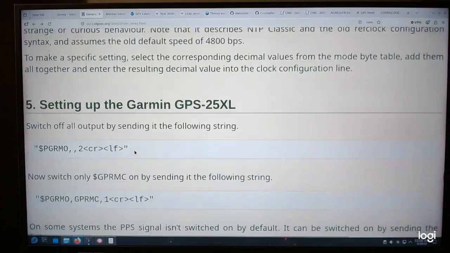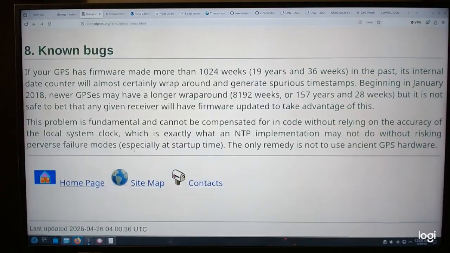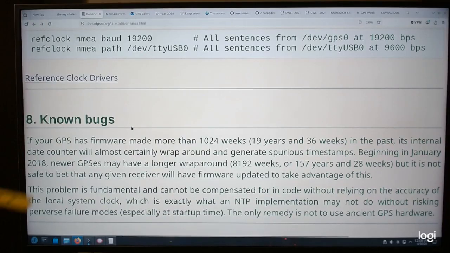Is it at the bottom? Maybe at the bottom. Yeah, this is where they're talking about the 24 weeks.